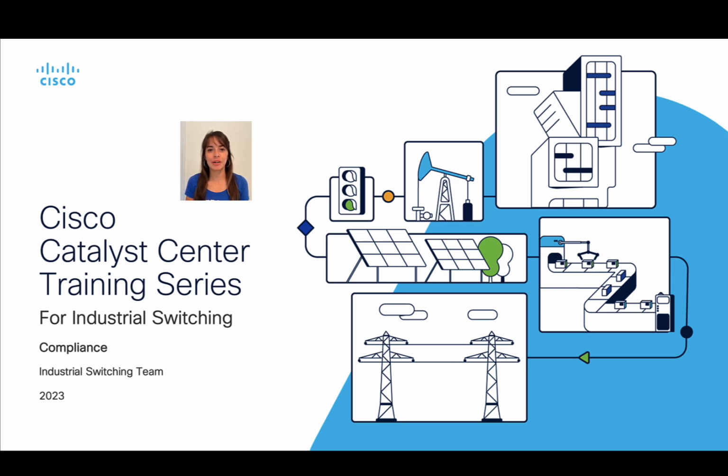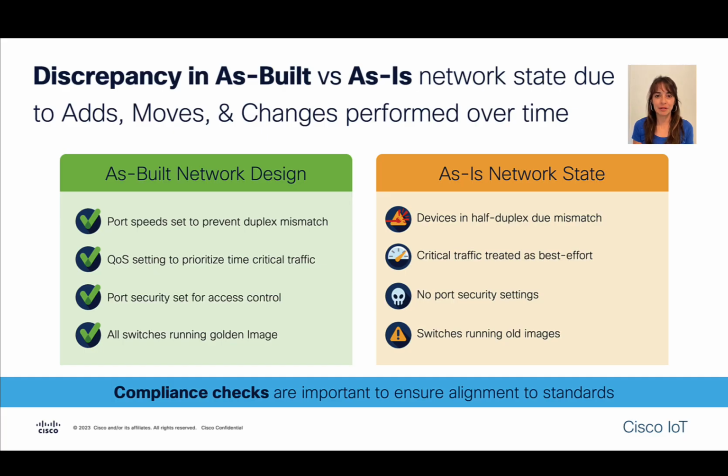Today we will cover compliance for industrial switches. Most times there is a discrepancy between the current status of the network and the network design, and this happens as a result of regular operations. With time, as we move, reconfigure, delete things, they deviate from the original design. That is why compliance is very important.